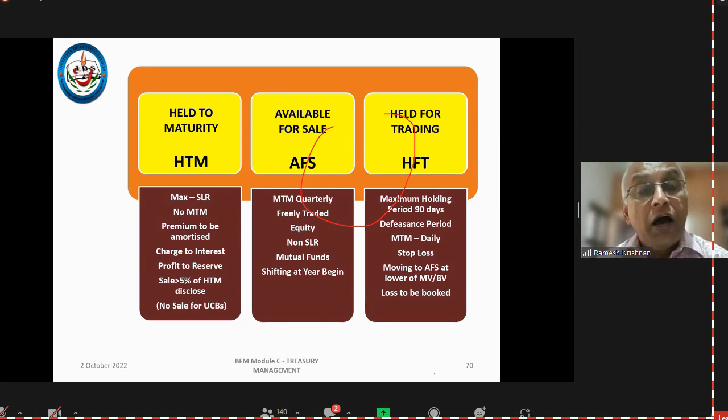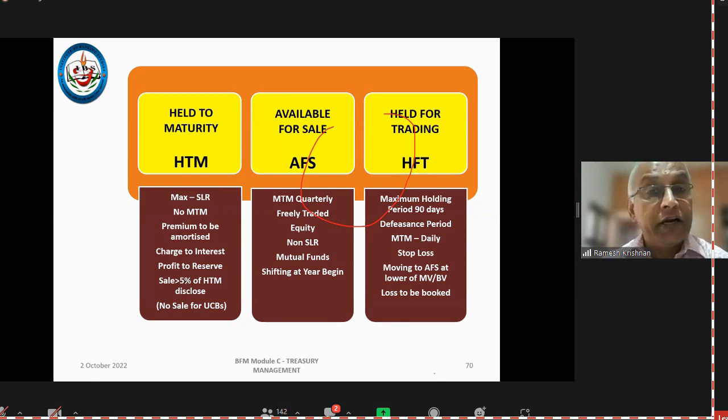Now, why is there an attraction for banks to hold it in HTM? It is that they need not provide for any depreciation on the bond prices which they are holding in HTM category as on the balance sheet date. Every March 31st and every other quarter also, that is your June, September, December quarterly results.